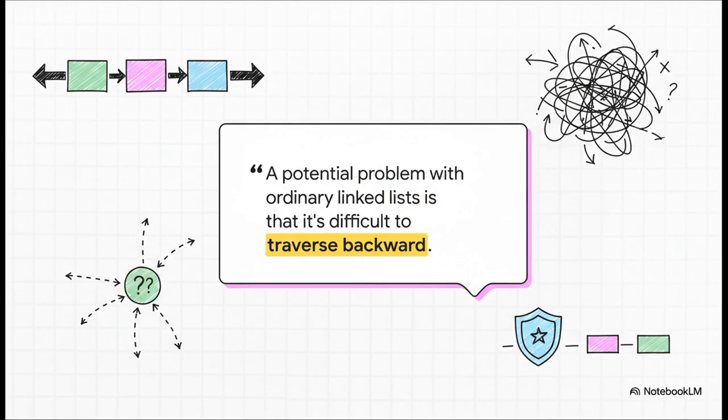Now, don't get me wrong, doubly linked lists are awesome. Being able to go forwards and backwards is a huge advantage. But, yeah, there's a catch. Every time you insert a new node, you've got to correctly wire up 4 different pointers. You've got the new node's next and prev, and then you have to update the pointers of its new neighbors. That is a lot of room for error.